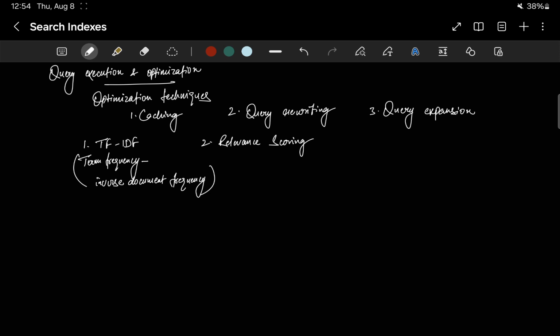Next, let's see in the same query execution and optimization, vector space model.